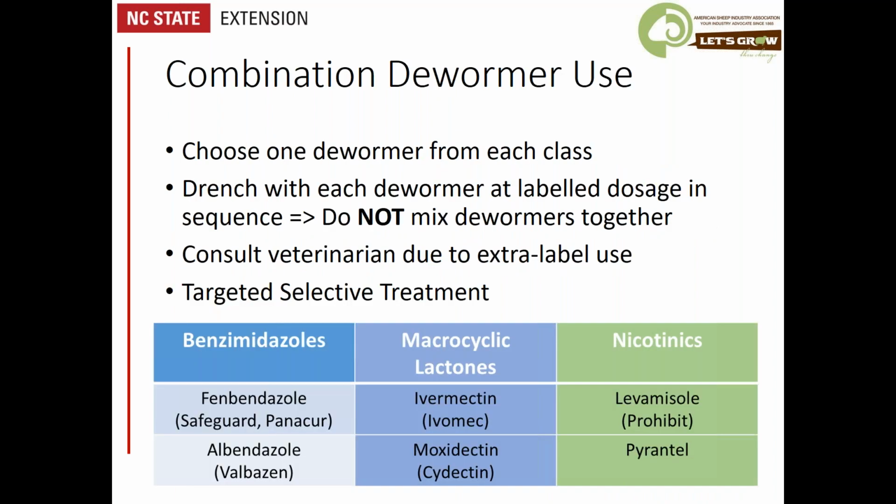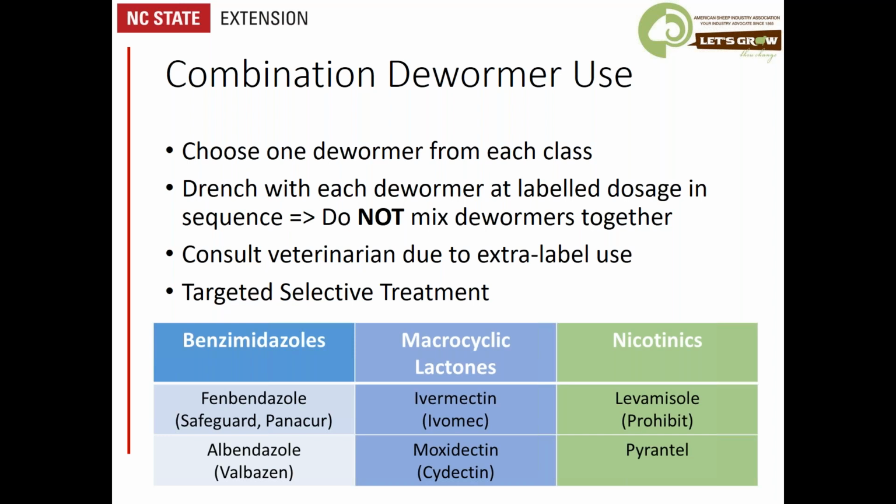And now, as a consortium, we are generally recommending combination dewormer use. So instead of just using one dewormer from just one class, we're going to choose a dewormer from each class and use those in combination. So we're going to drench with each dewormer at labeled dosage and in sequence. We do not want to mix these dewormers together. Rather, we're going to draw up one dewormer, give that dewormer, draw up another dewormer, give that dewormer, draw up another dewormer, give that one. We want to give 2 or 3 dewormers from different classes to the animal at that treatment time.